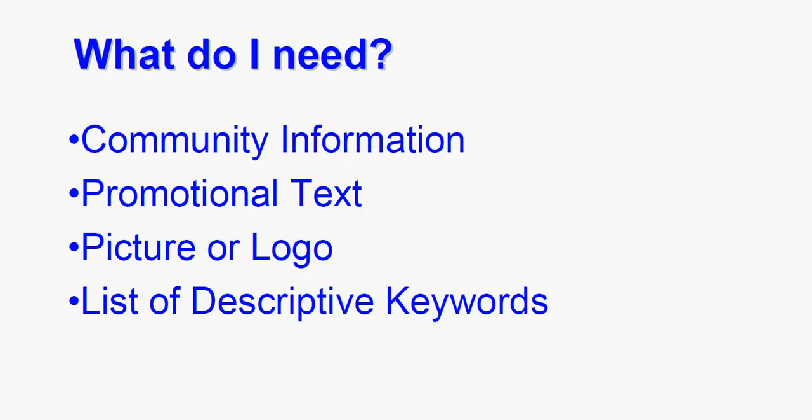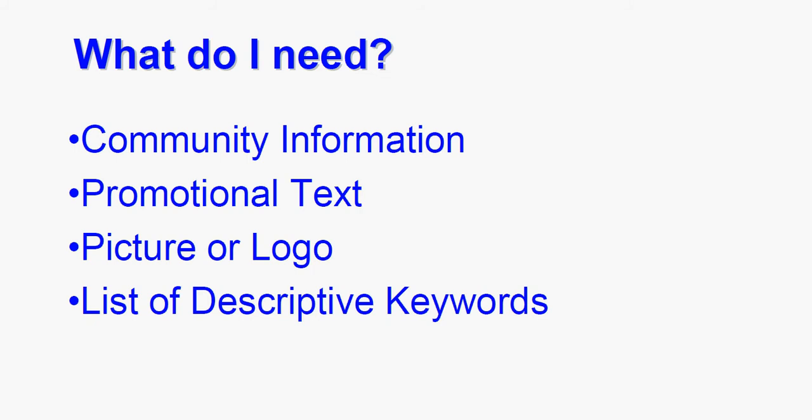To get started with editing your member listing, you're going to need some information. So what do you need? Community information. If you'd like to have promotional text for your description on the website, we get that together. A picture or logo. You could take a picture with a digital camera, or if you already have a logo that you've used elsewhere on your computer, we could use that. Also a list of descriptive keywords that you'd like to be associated with your listing. Some examples are family, community, 55 plus, clubhouse, senior activities, things like this.